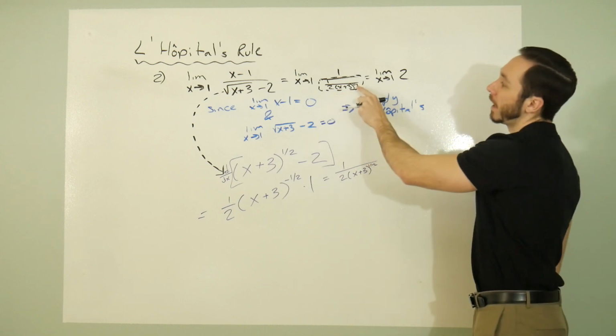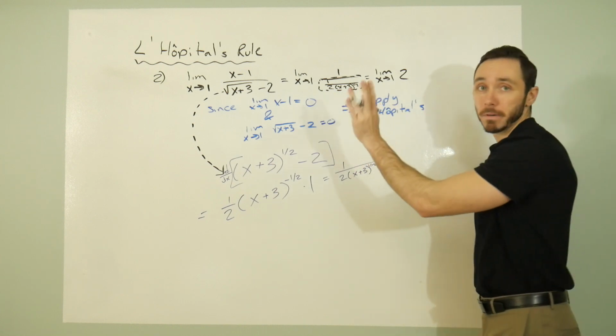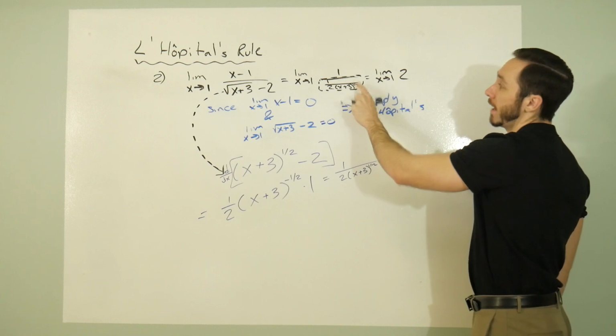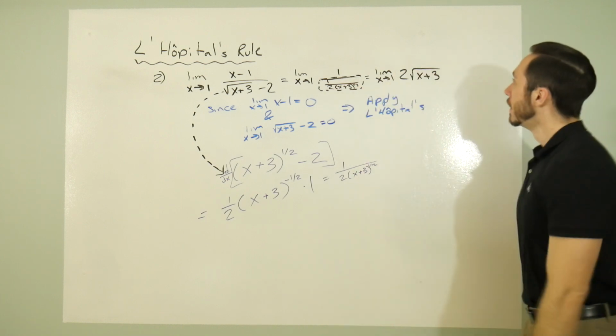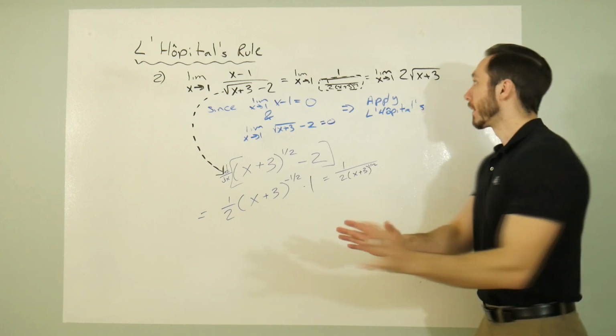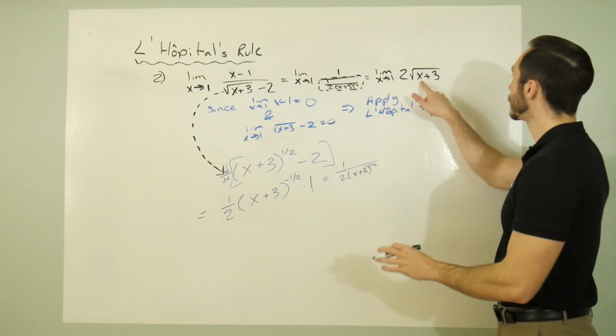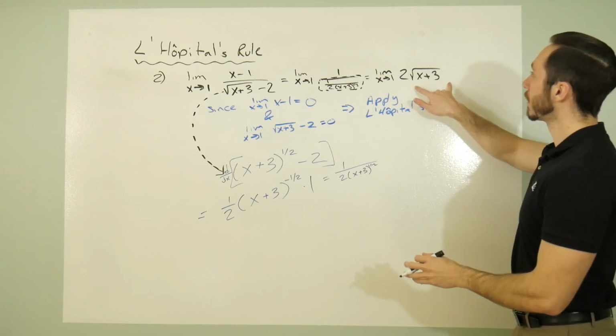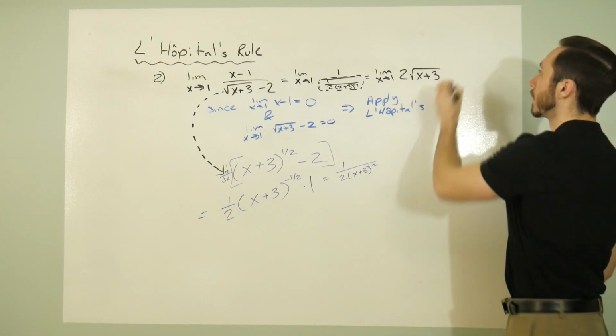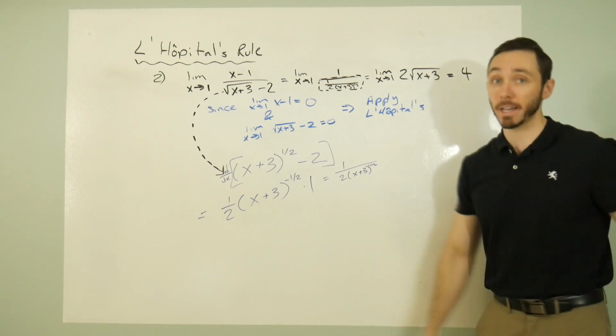And if you don't mind, I prefer the square root now that we're done with the math. Instead of the 1/2 power, I'm going to do the square root of x plus 3. And now a direct substitution should work. If I plug in a 1, sure enough, I get 1 plus 3, that's 4. Square root of 4 is 2. 2 times 2 is 4. So the final answer for this one, you get 4.